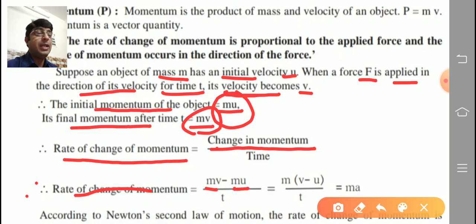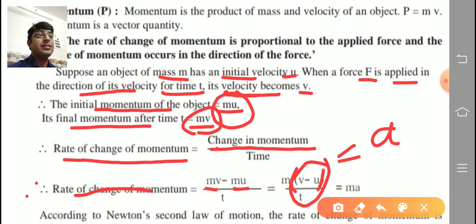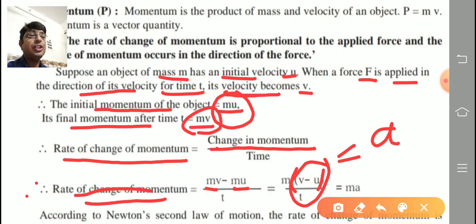So m is common in the numerator. So m in bracket, what? V minus u upon t. But we know this: v minus u upon t means nothing but acceleration. We know the formula of acceleration, and that's why we substitute the value a instead of v minus u upon t. So we are getting the rate of change of momentum is equal to ma.